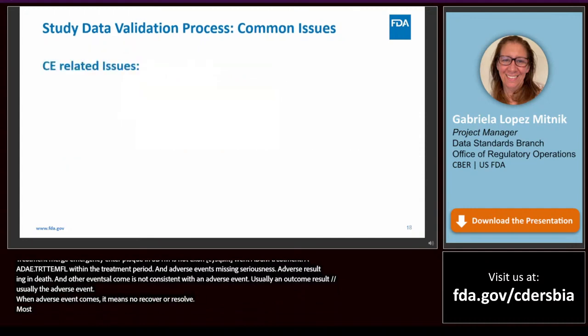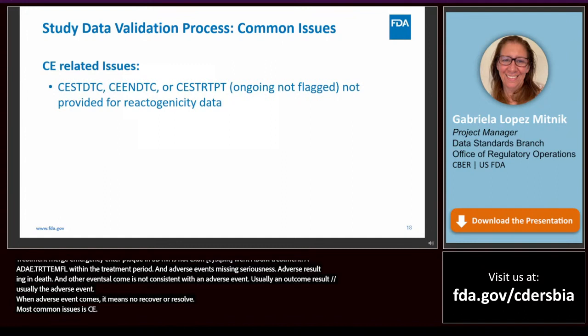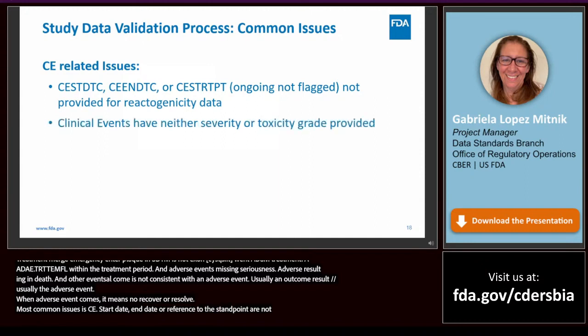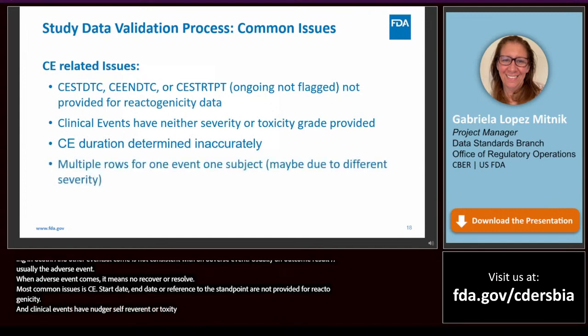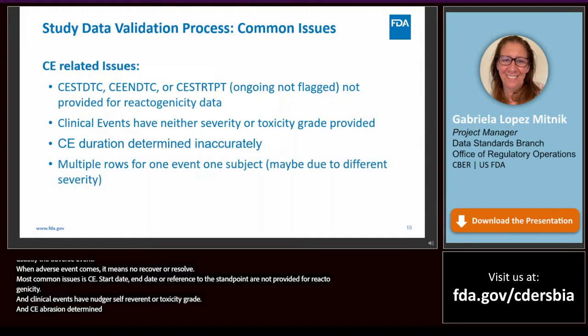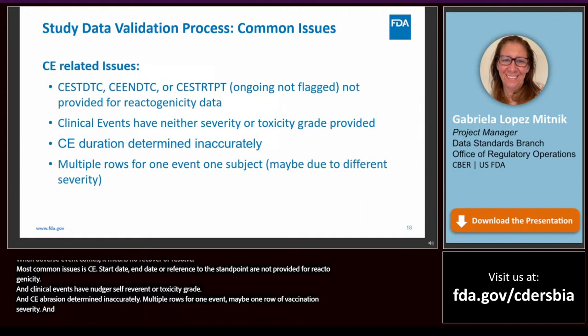Most common issues in CE: start date, end date, or start relative to reference time point of clinical events are not provided for reactogenicity data. Clinical events have neither severity nor toxicity grade. Clinical event duration is determined inaccurately. Multiple rows for one event, one subject. Maybe this is due to different severities, but it should be one row per subject per event per vaccine administration in CE. Severity is the maximum severity during the assessment period. CE path should be used to indicate if it is a single event, continuous, or intermittent.